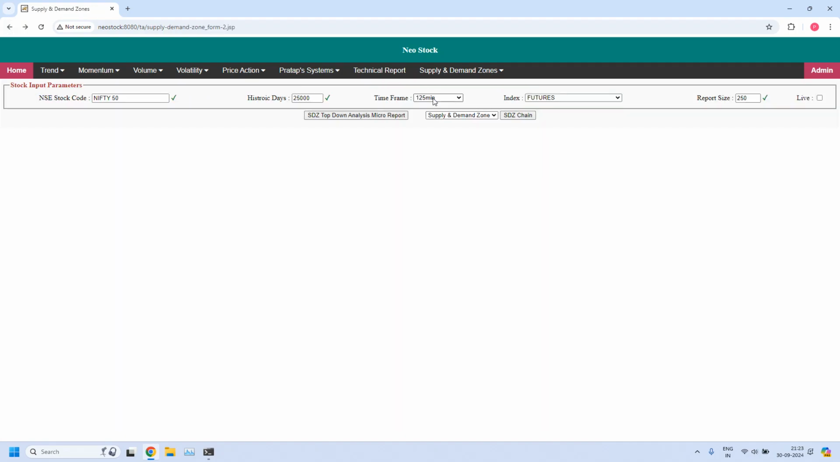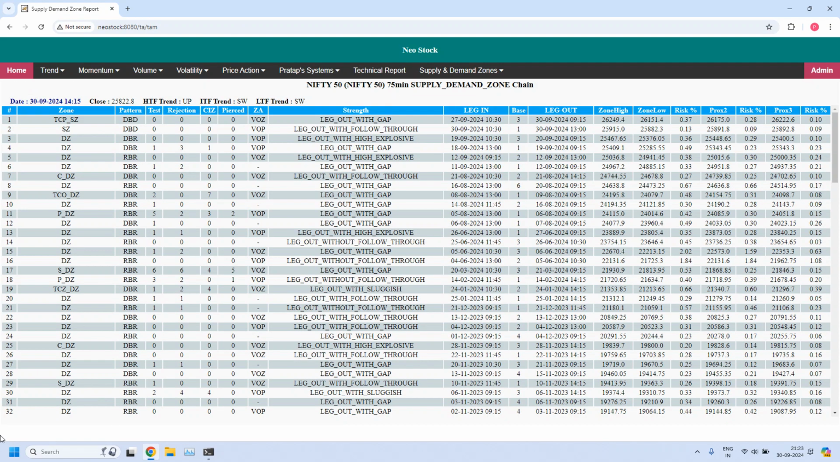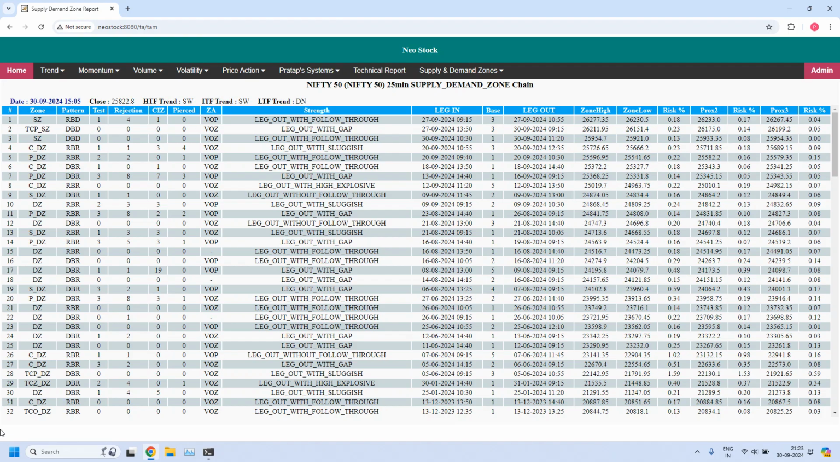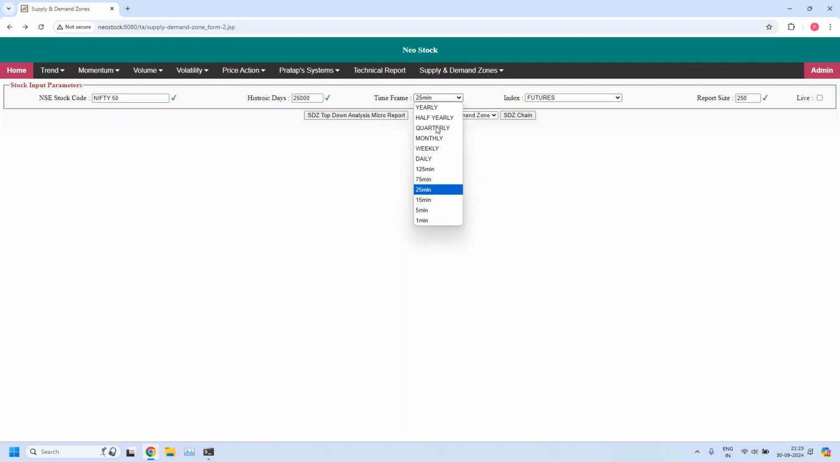Okay, the next time frame is 75 minutes. I am generating 75 minute supply demand zone chain for NIFTY. Okay, the next time frame is 25 minutes. I am generating 25 minute supply demand zone chain for NIFTY. The next time frame is 15 minutes, generating 15 minute supply demand zone chain for NIFTY.